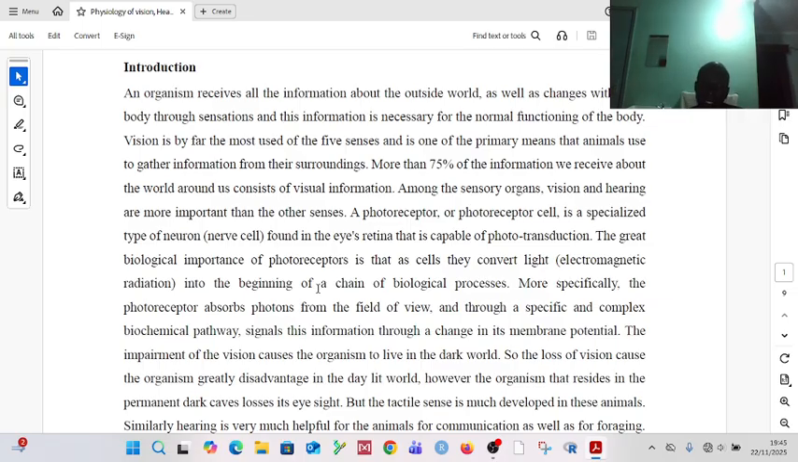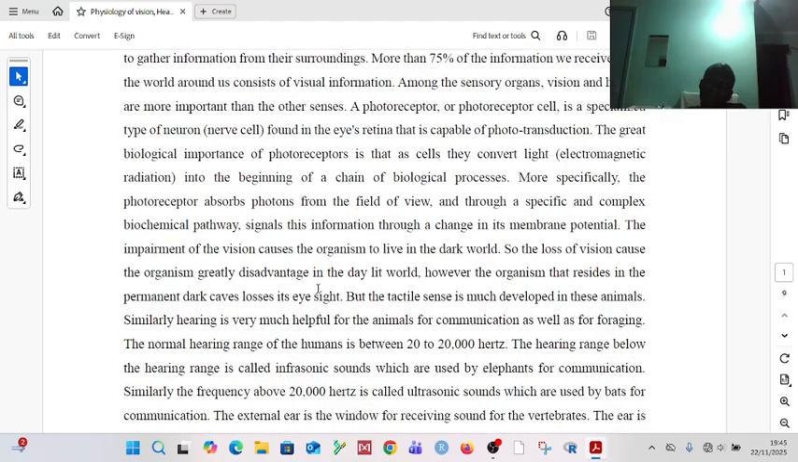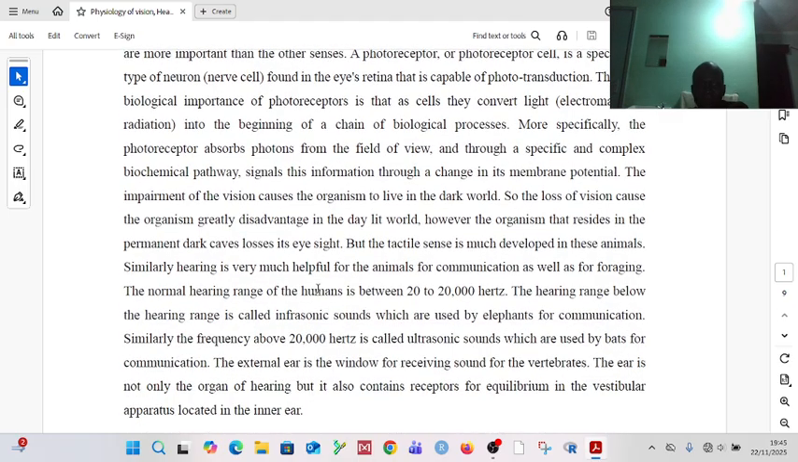There are some organisms that have their vision impaired. You can imagine we are talking about someone who is, for example, blind. Such a person will live, even when there is light around, in a world that we can describe as dark.